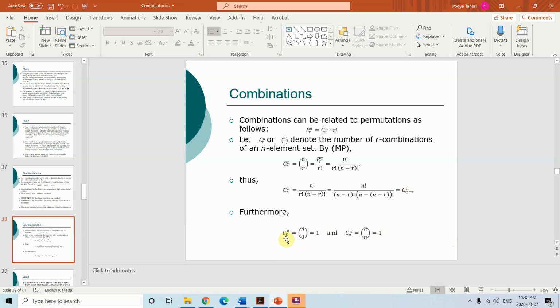According to the formula, C of n comma 0 is 1. You basically say in how many different ways we can select no object out of n objects: only one way. In how many ways can we select n objects out of n objects: only one way, selecting everything. So according to the formula, that's going to be n factorial divided by n factorial times 0 factorial, which is 1. So the whole thing is going to be equal to 1.